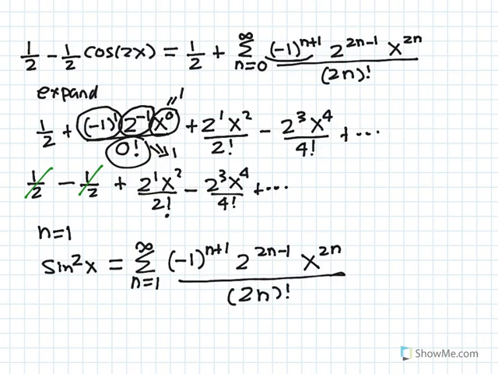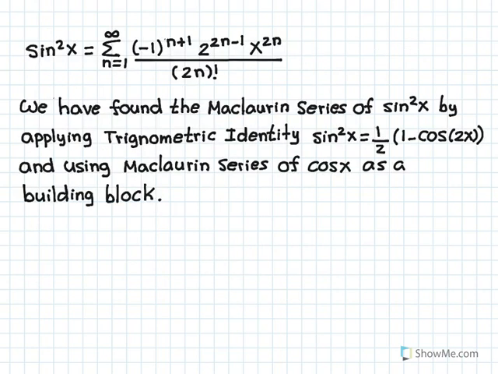So notice that sin^2 x is the trig identity. Sin^2 x is equal to 1/2 minus 1/2 cos of 2x. So we use this trig identity to develop the Maclaurin series of sin^2 x by knowing the Maclaurin series of cos x, and then building up the Maclaurin series of sin^2 x based on the Maclaurin series of cos x. All right, so we have sin^2 x is equal to the summation n equals 1 to infinity of (-1)^(n+1), times 2^(2n-1), times x^(2n), divided by (2n)!.